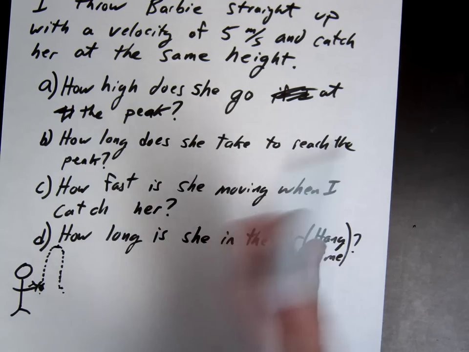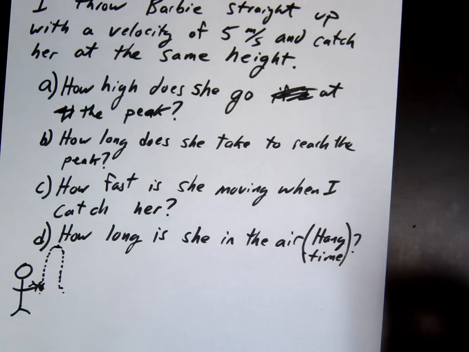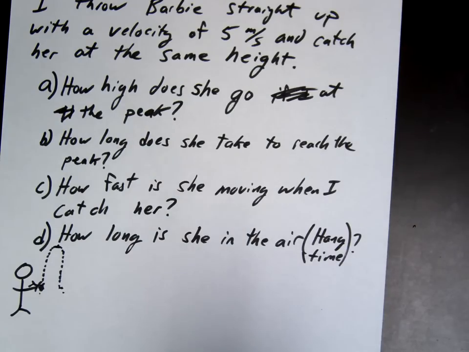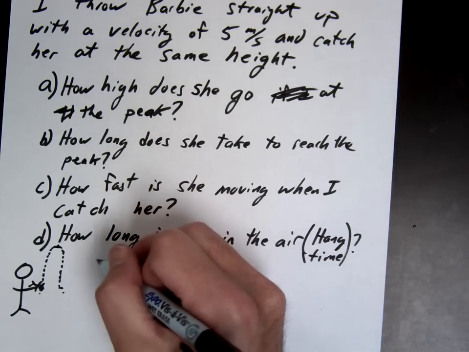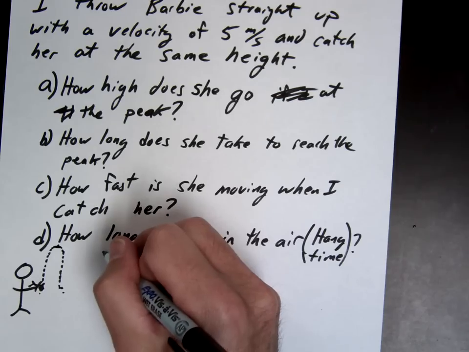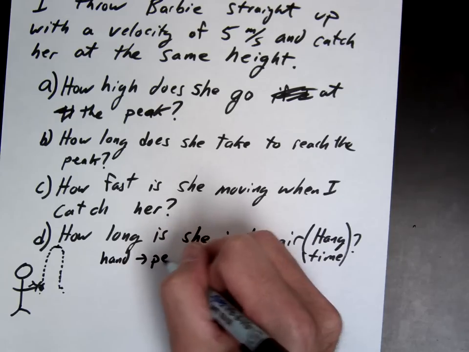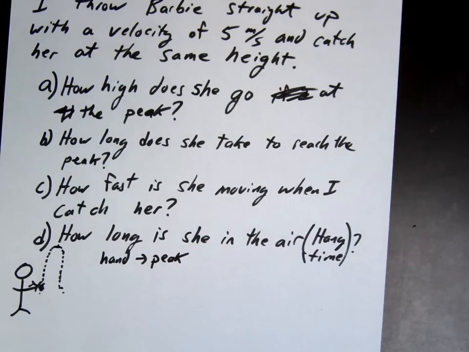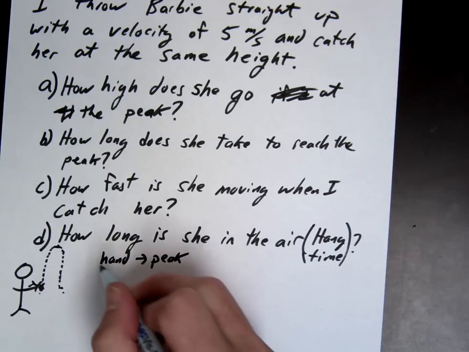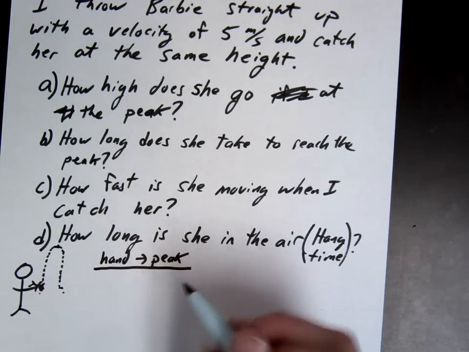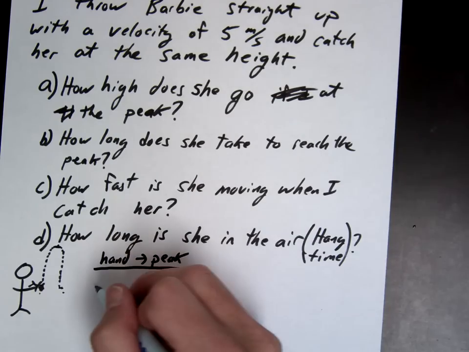Alright, now you can use whichever ones work for you, and usually you don't have to use all 3, you might just use 2. That's what we're going to do today. So I'm going to do it first going from the hand to the peak for the first 2, A and B. So let's set up our givens from the hand to the peak.